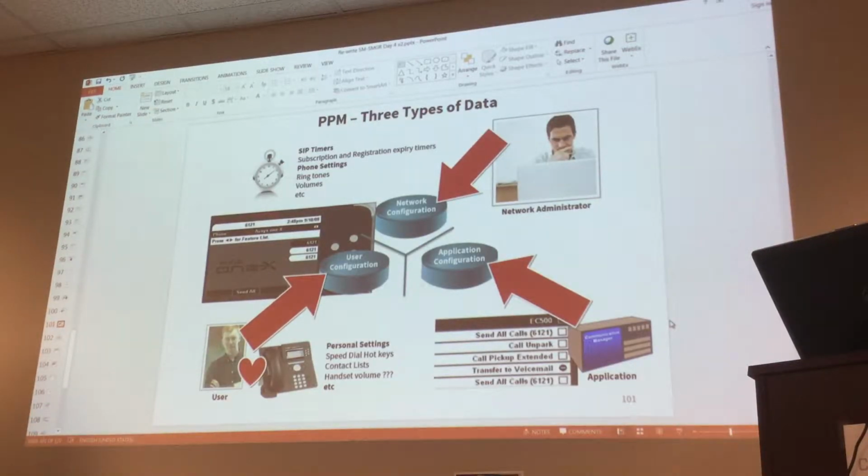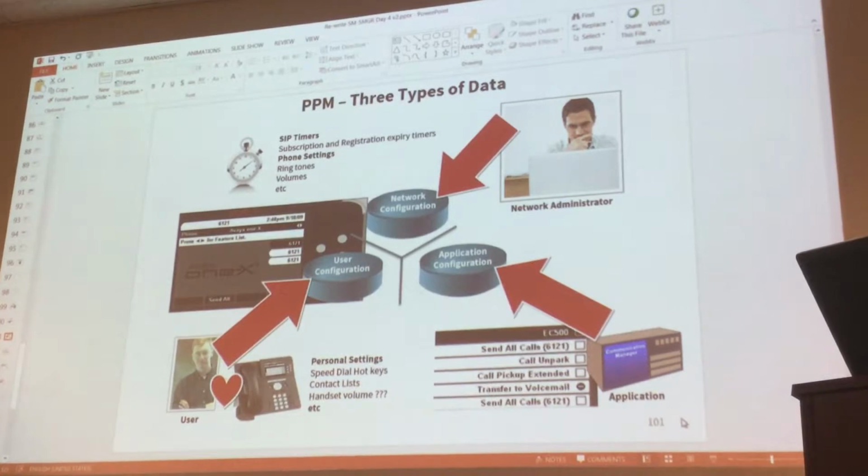Here in page 101 we see all the different types of information that are sent to the phone. We have some network configuration information, where we have SIP timers, and phone settings like ringtones and volumes. All of that stuff comes from System Manager. Application configuration is mostly related to feature buttons and features. All of that stuff comes from CM. And personal settings like speed dial, hotkeys, and contact list come from System Manager and CM.